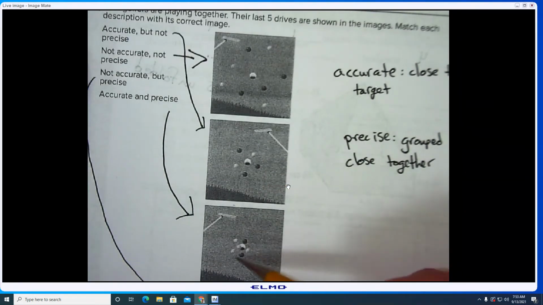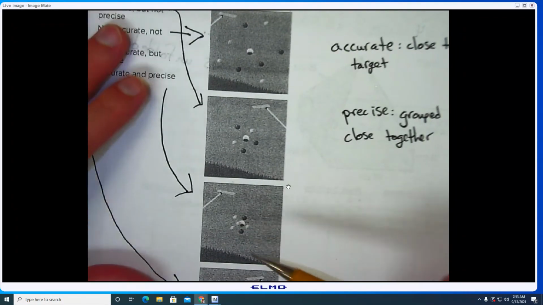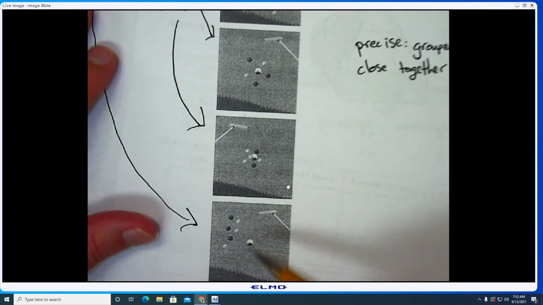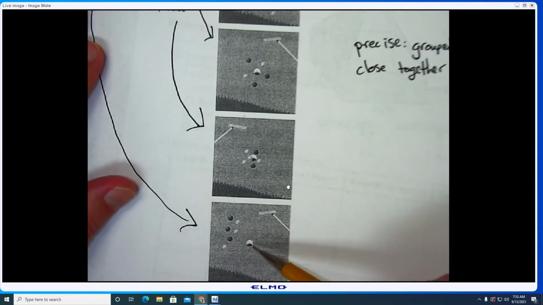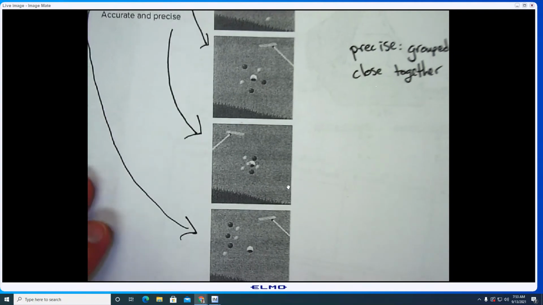This one is both accurate and precise, so they're located close to the hole, and they're all grouped close together. And then this one right here, notice they're grouped close together, but they're not at the target. So that would be precise. They're grouped together, but they're not accurate. Okay.